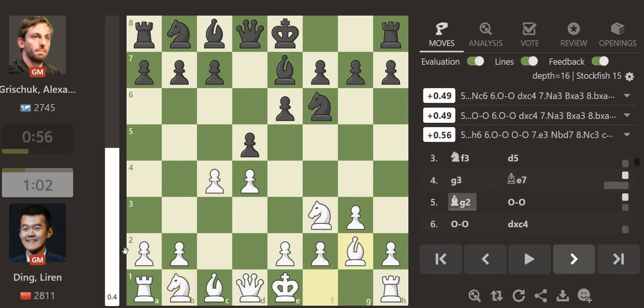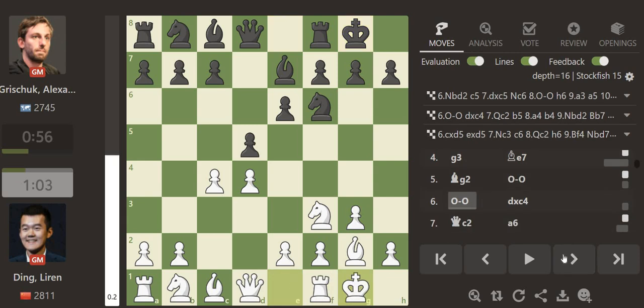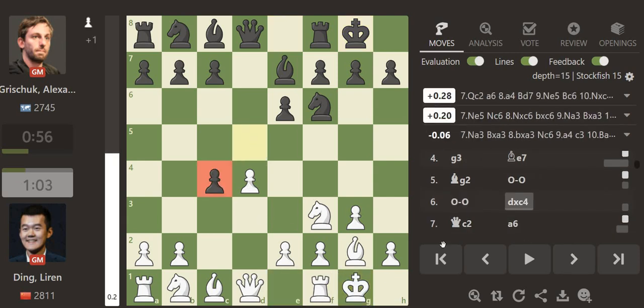So now we have bishop to g2, very classical behind the knight. And now we have castles from black. And now we also have castles. And now we have this capture. Good.